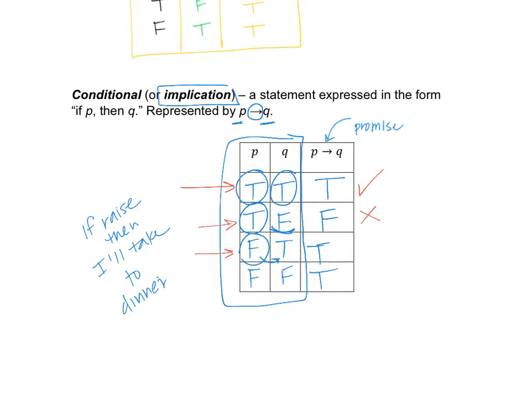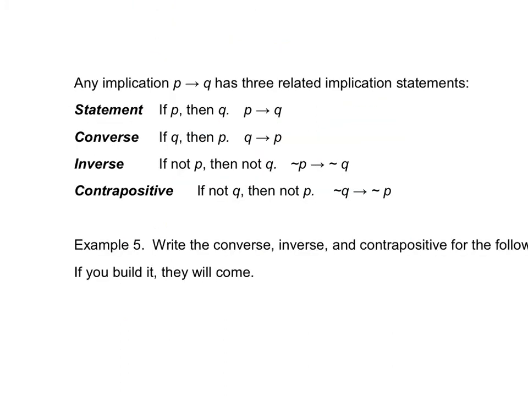Now, if I didn't get a raise and I took you out to dinner, I'm just a nice person because I didn't even get a raise. There was no promise that was broken, so it's still a true statement. For the last one, again, if I didn't get the raise and I don't take you out to dinner, there's no promise broken, so it's still going to be a true statement. So the only one that breaks the promise is this second row, because they did get the raise, but they didn't follow through. So that's one way to think about the conditional.